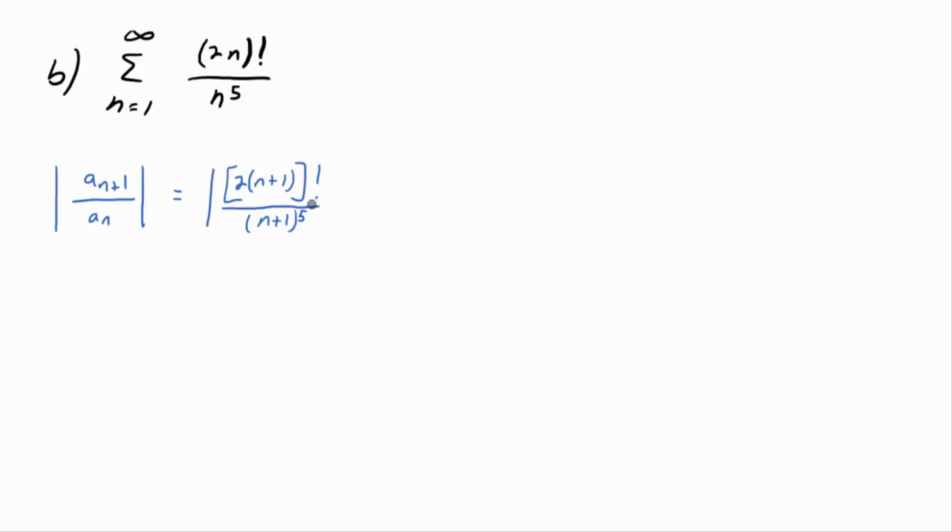That's just a sub n plus 1, and then I'm going to flip and multiply, because really I'm multiplying a sub n plus 1 by 1 over a sub n, so I'm going to take the reciprocal and multiply, which gives me n to the 5th over 2n factorial, close absolute value. Does everybody believe that so far?